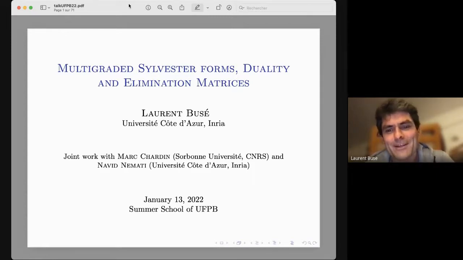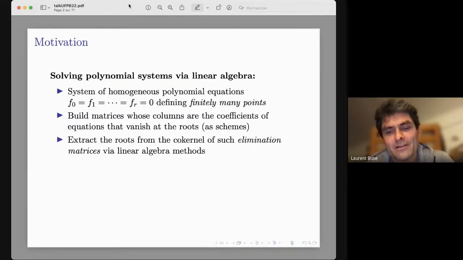This is work that was motivated by solving polynomial systems. So what is the overall motivation? The overall motivation is to start from polynomial equations f0, f1, ..., fr equal to 0. You assume you have homogeneous polynomials, and you assume they define finitely many points. So the goal is to solve the system, that is to have a way to compute the roots, at least to be able to represent the roots.